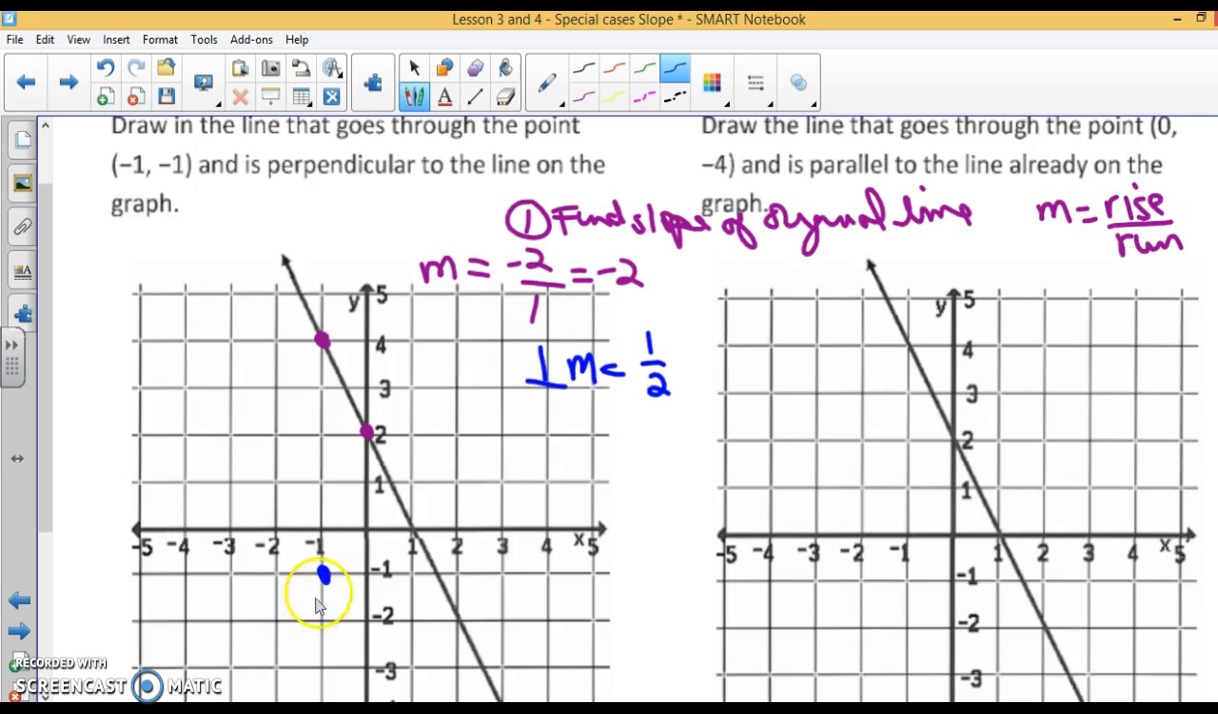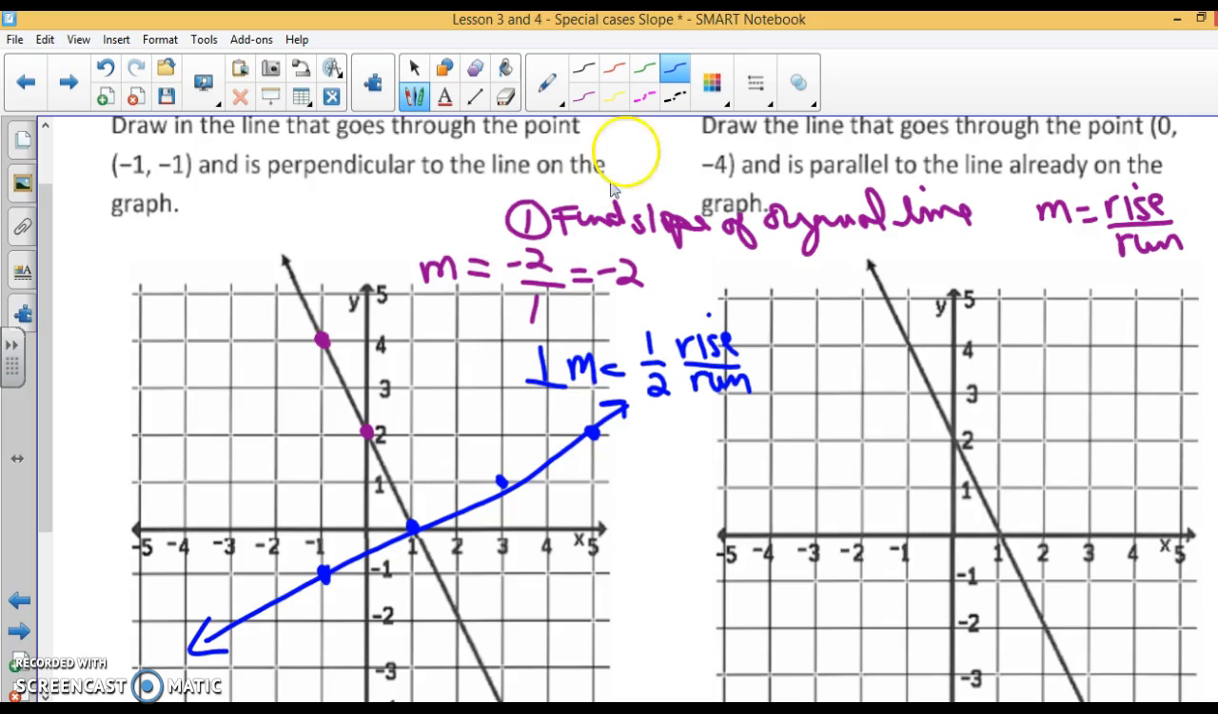Now, I know that my line that I'm looking for goes through the point negative 1, negative 1. I'm going to find my second point by using rise over run. So, put your pencil on the point negative 1, negative 1. We are rising 1, running 2. Rise 1, run 2. Right here is my line. That is the line that goes through that point negative 1, negative 1, that is perpendicular to the given line.